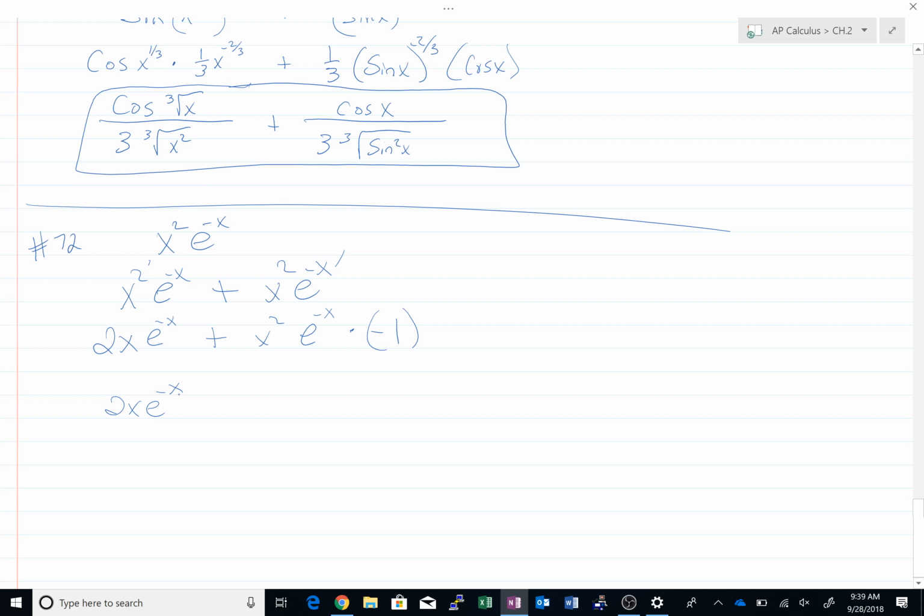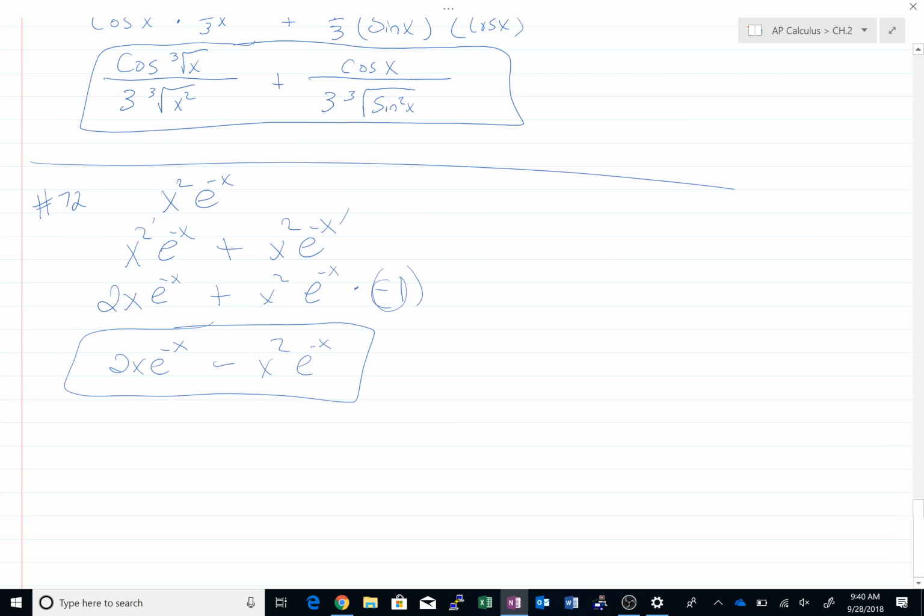It's not the end of the world leaving a negative exponent on e. I mean, we could throw that to the bottom, but it's traditionally left like this, and this negative really can just come out front like that. Okay, bless you, and that would be the answer there. Pretty easy.